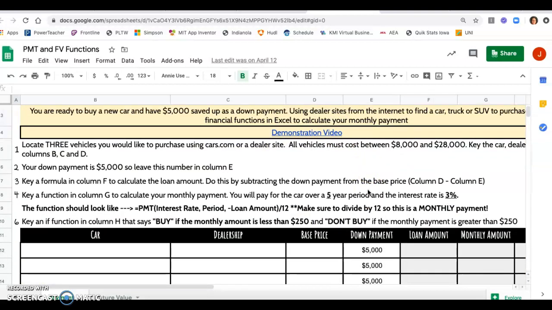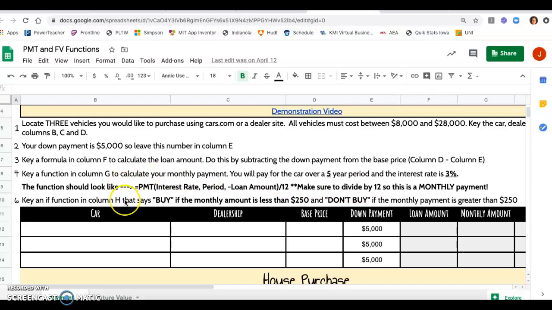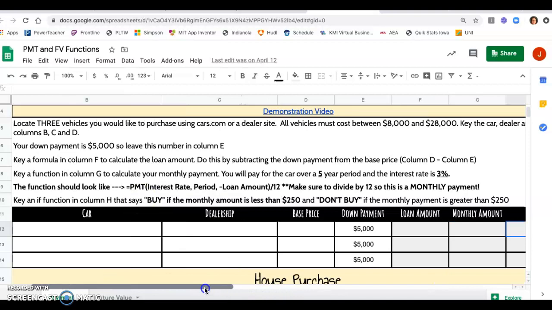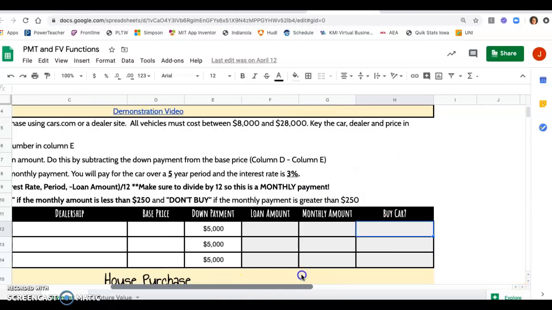One part that might be a little bit tricky is we are going to be using something called an IF function. So you are going to type in another function over here, and that is going to tell you whether or not you should buy the car. It's going to say if the loan amount is less than 250, then buy. If the loan amount is more than 250, you're going to type in don't buy. So try your best to get that to work.